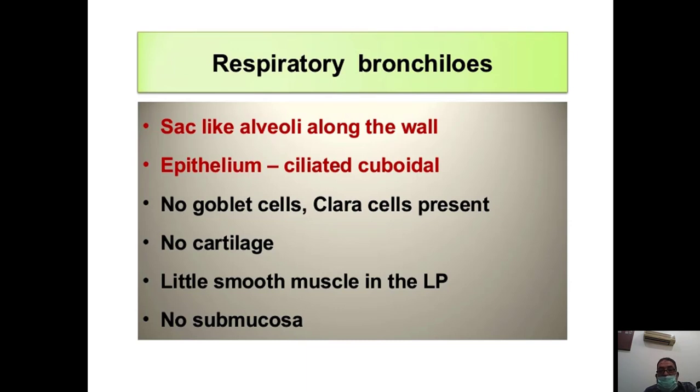The epithelium is now changed, that is ciliated cuboidal epithelium, Clara cells but no goblet cells and no cartilage. Smooth muscles become less prominent in this respiratory bronchiole.